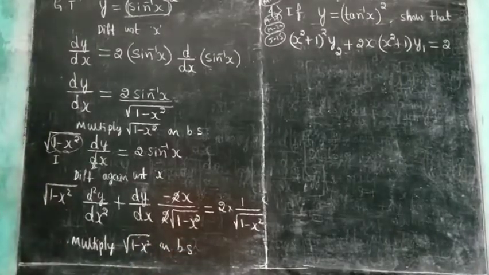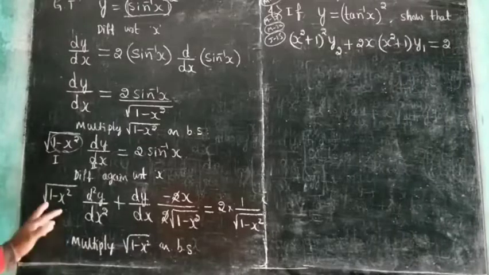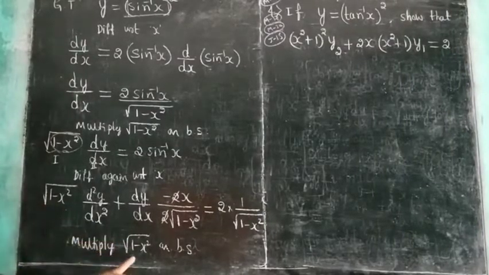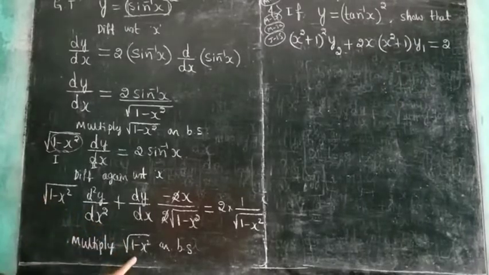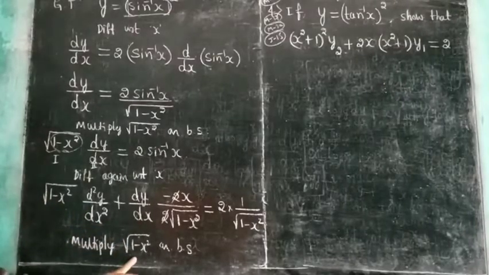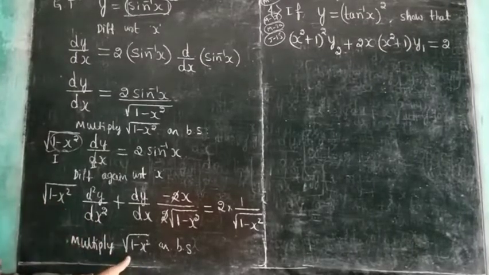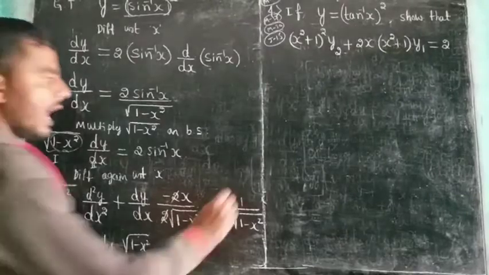Root of 1 minus x square on both sides. Here root of 1 minus x square means root x. Root x is nothing but root x whole square. Square and root are cancelled. But here root 1 minus x square, root 1 minus x square, square and root are cancelled.